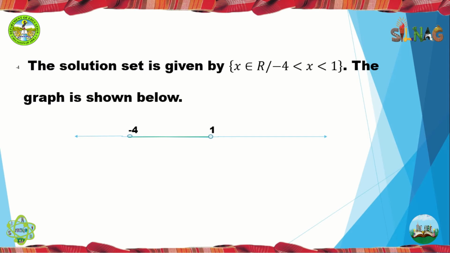So the solution set is given by x is an element of the real numbers where x is greater than negative 4 but less than 1. The graph is shown below. So the solutions of the given inequality are the numbers which are greater than negative 4 but less than 1.